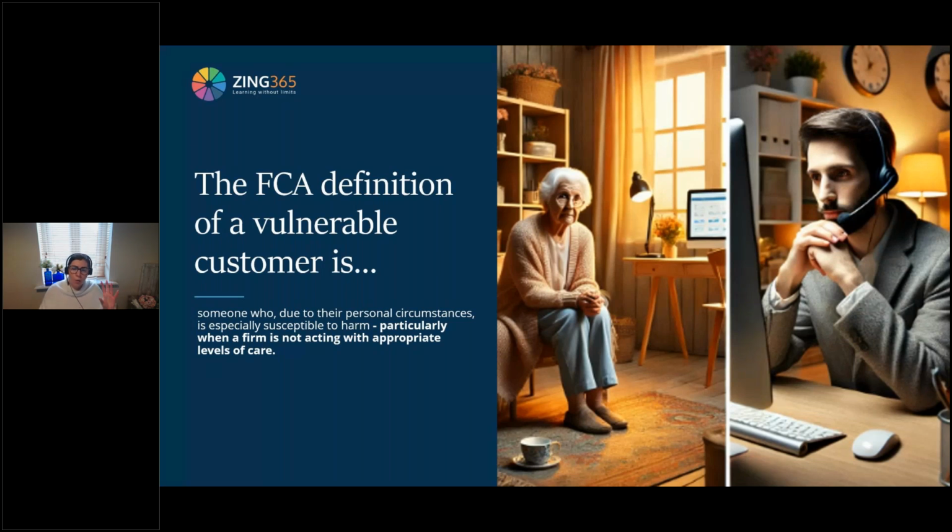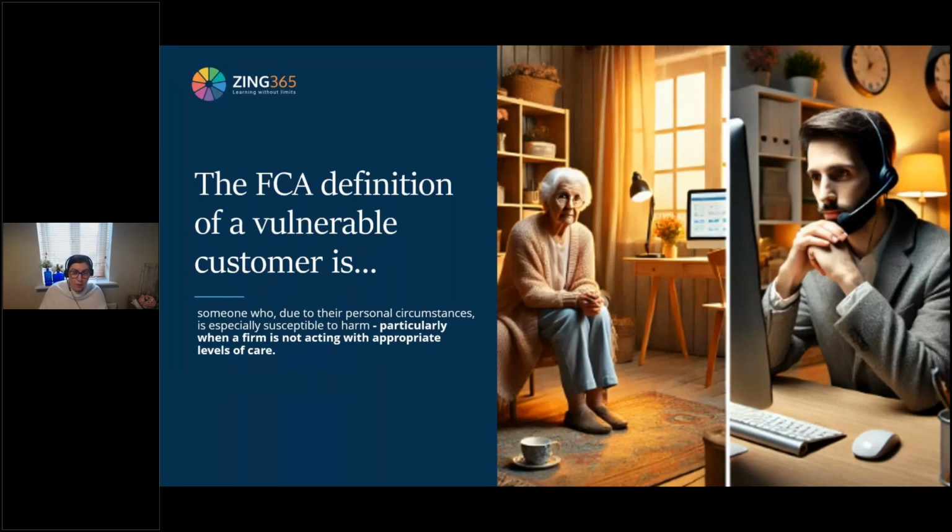So all customers may experience vulnerability at some point. This was massively highlighted by the COVID-19 pandemic and lockdowns, where individuals all of a sudden found themselves with redundancies or lack of income, lack of financial stability. It really highlighted how quickly and easily we can fall into the characteristics of vulnerability.